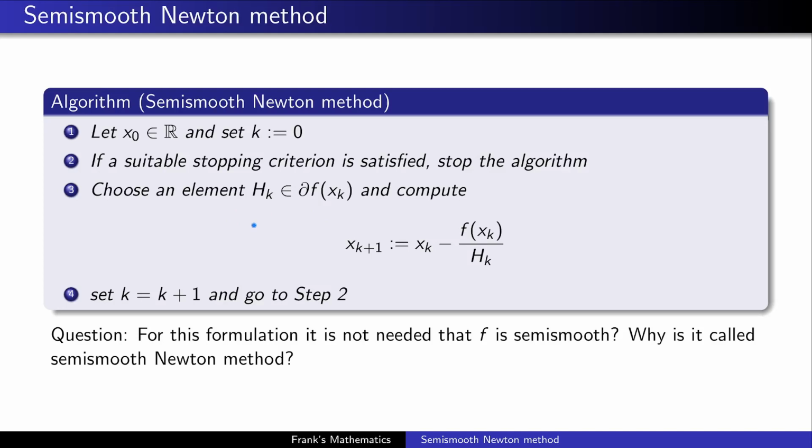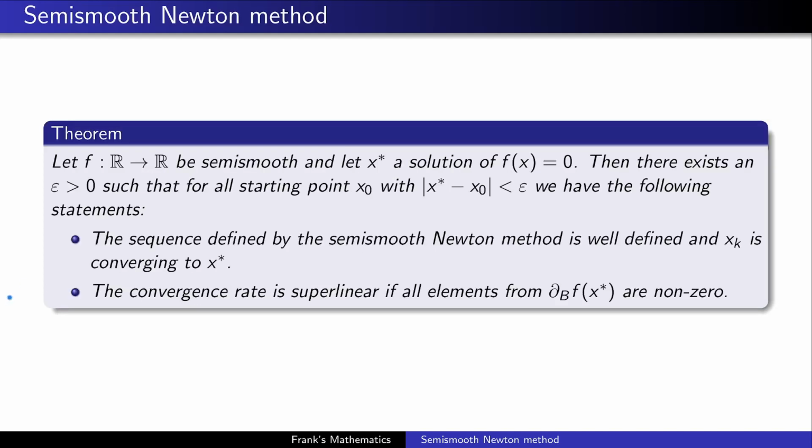If you take a close look at this, you can ask yourself, okay, why do we need that f is semismooth? It is not needed here because semismoothness is based on the generalized gradient, not the other way around. So why is this algorithm called semismooth Newton method? And the answer is quite easy. You need this in the analysis.